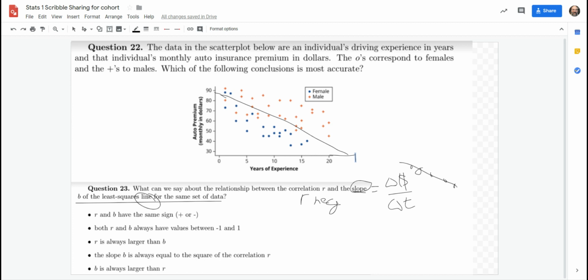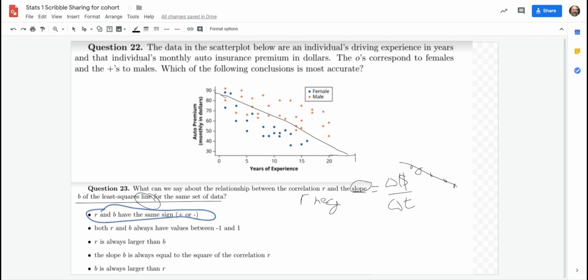With that long-winded analysis, we can quickly get through the 5 statements to see which ones are true. R and B have the same sign. Yep, absolutely. That is true. A positive correlation means, right? As one goes up, the other goes up. That's the definition of a positive slope. The numbers are different, but the sign is the same.